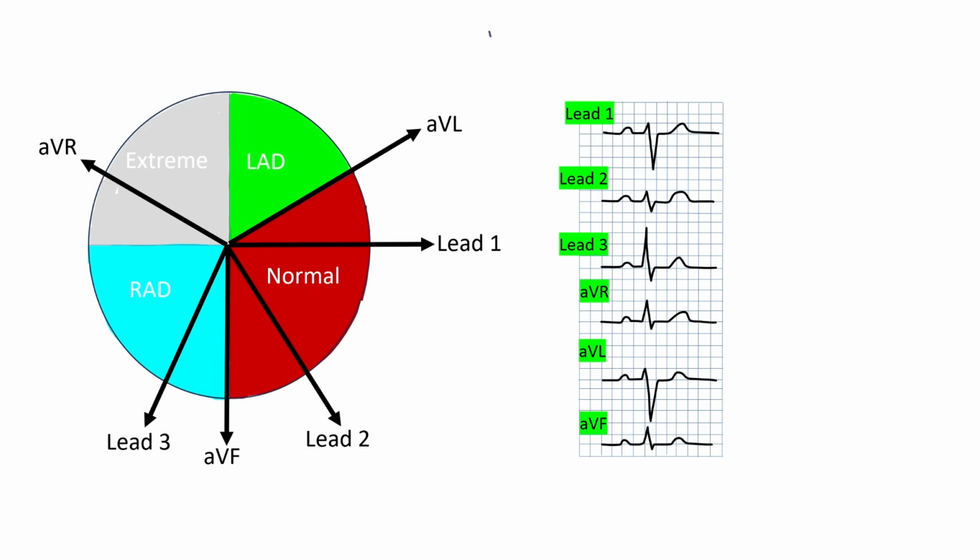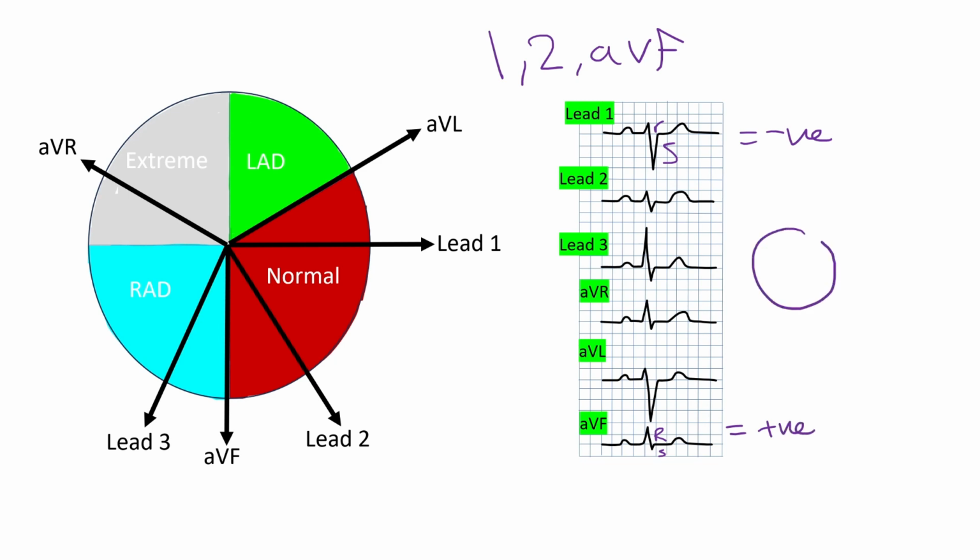So remember, the three most important leads are leads 1, 2 and AVF. Lead 1, the R wave is very small and the S wave is very large, so therefore this is negative overall. Lead 2 is equiphasic, so we'll skip that for now, but we will come back to it. AVF, the R wave is large and the S wave is small, so therefore AVF is positive.